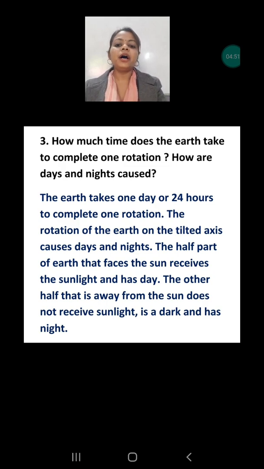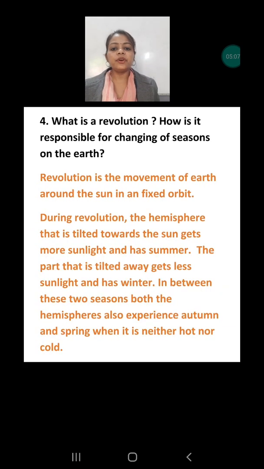The half part of the earth that faces the sun receives sunlight and has day. The other half that is away from the sun does not receive sunlight and is dark, and there will be night. Okay.